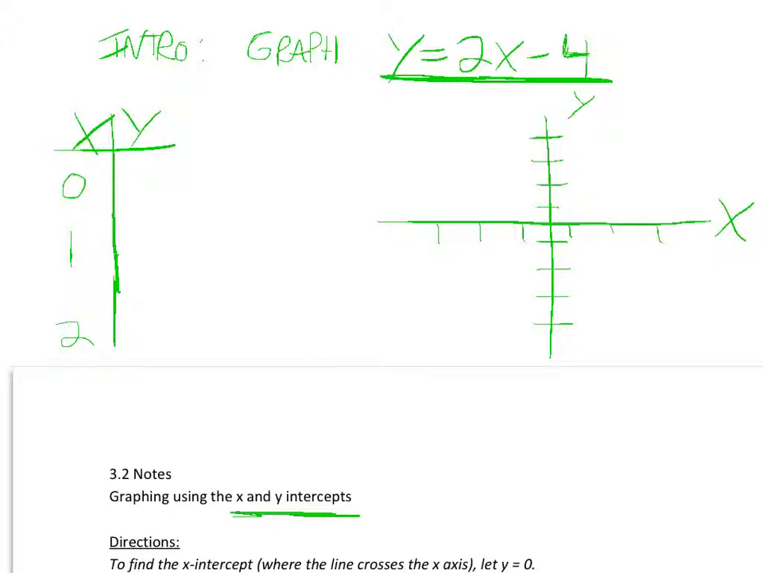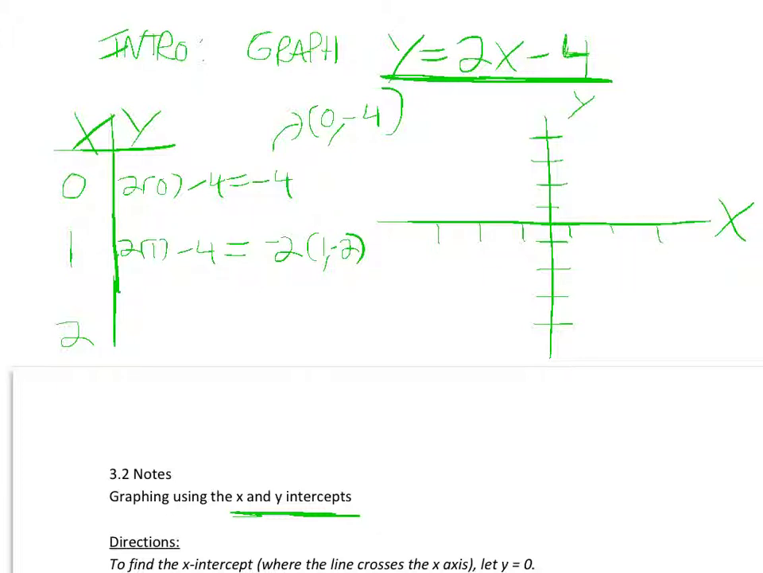I'm going to plug 0, 1, and 2 in. So when I do this, I'm going to have 2 times 0 minus 4, which is negative 4. So this ordered pair is 0, negative 4. When I put in 1, I'm going to have 2 times 1 minus 4. Well, 2 times 1 is 2. 2 minus 4 is negative 2. So this ordered pair is 1, negative 2. When I plug in 2, I have 2 times 2, and then minus 4. Well, 2 times 2 is 4. 4 minus 4 is 0. So this ordered pair is 2, 0.